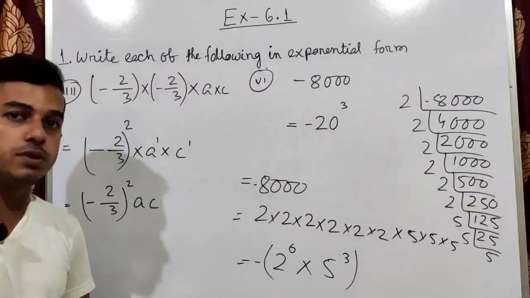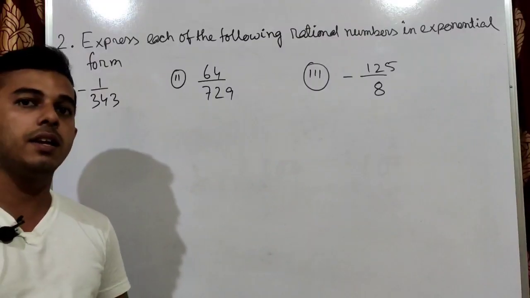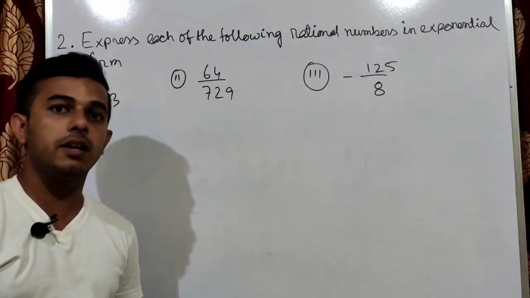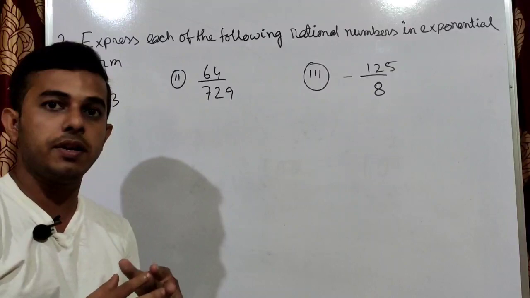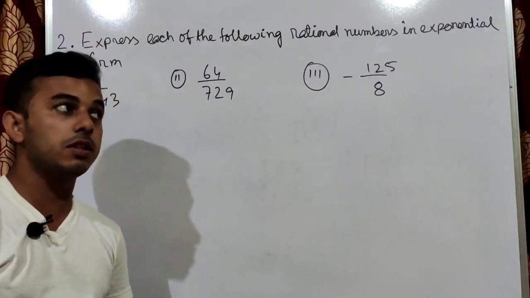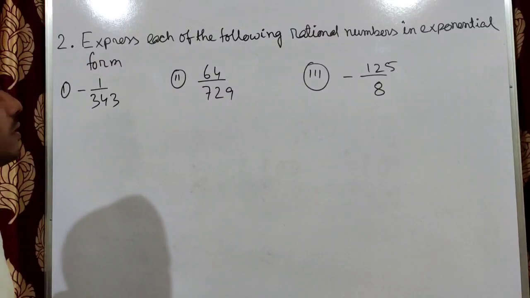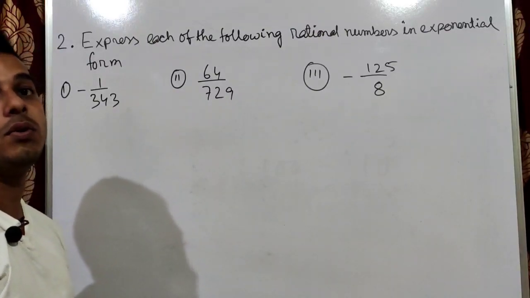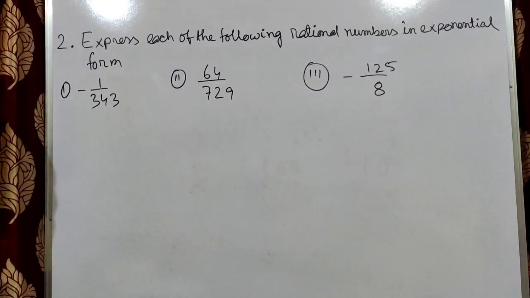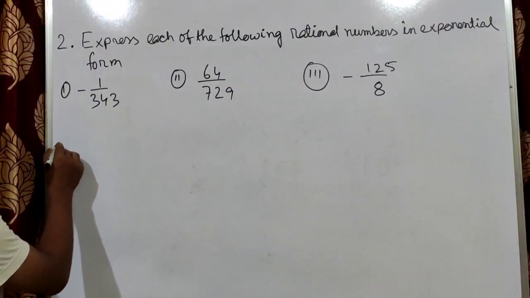Okay, now let us move to our second question. Here the question is the same as the earlier one. In the first question, the numbers were not in fraction. Now these numbers are in fraction, that is, they are rational numbers, and we have to express these rational numbers in the exponential form. So now let's start with our first one.